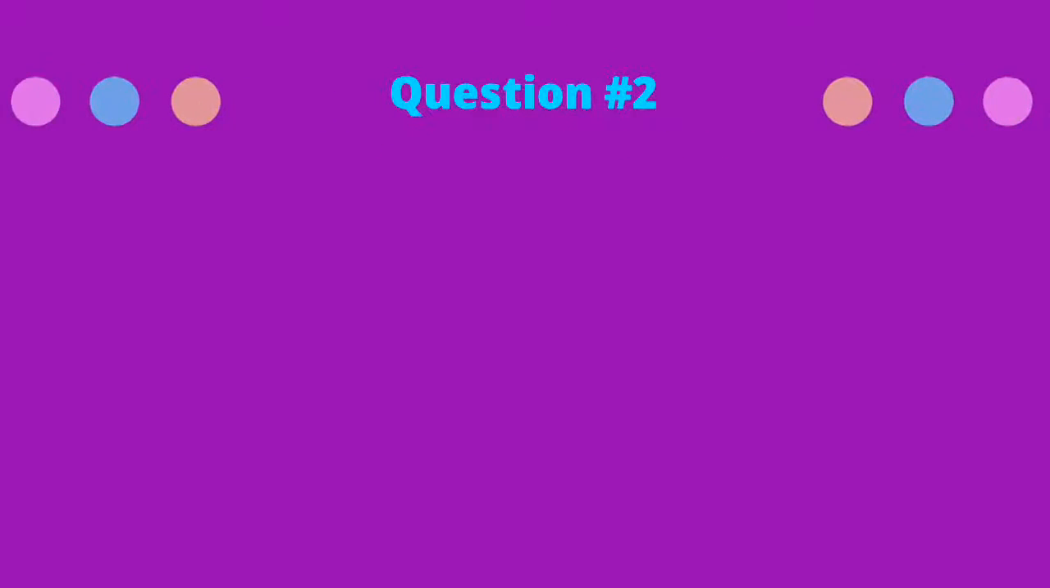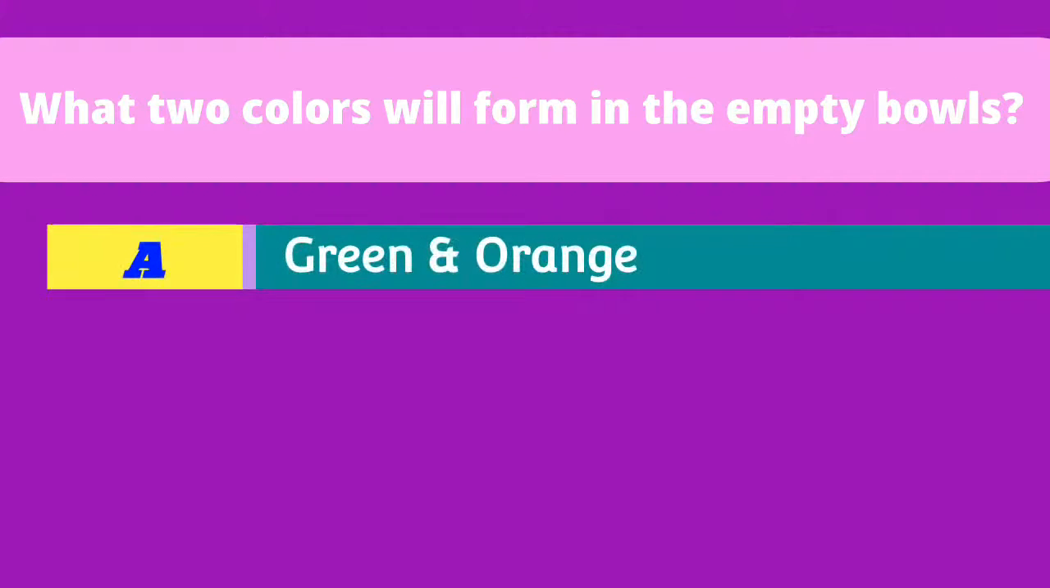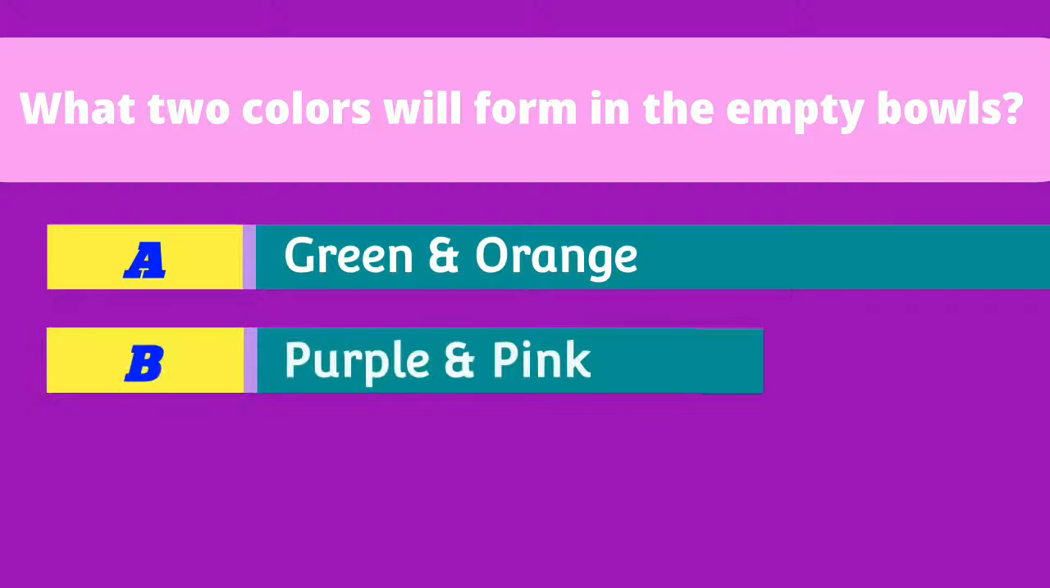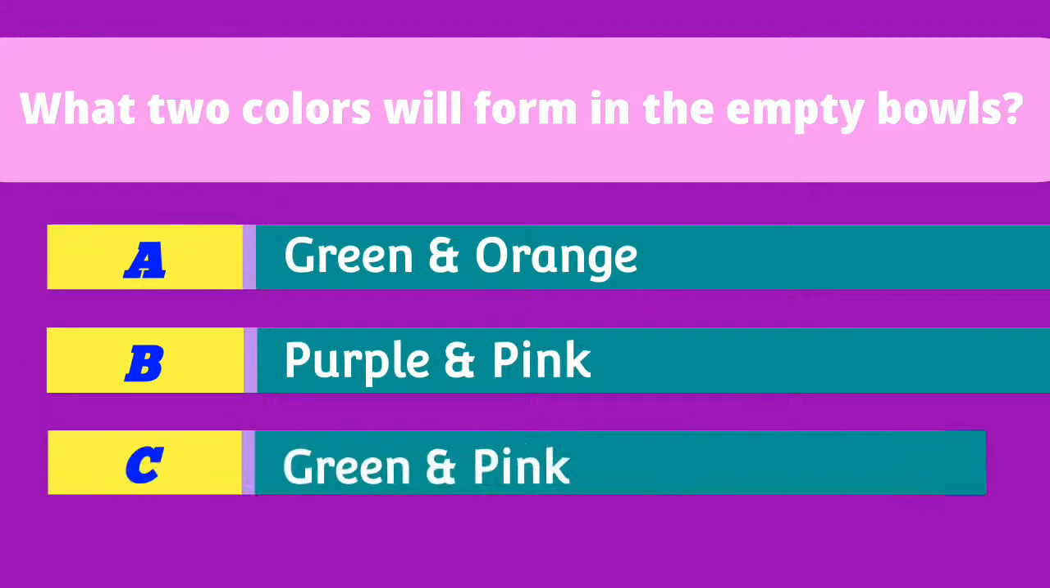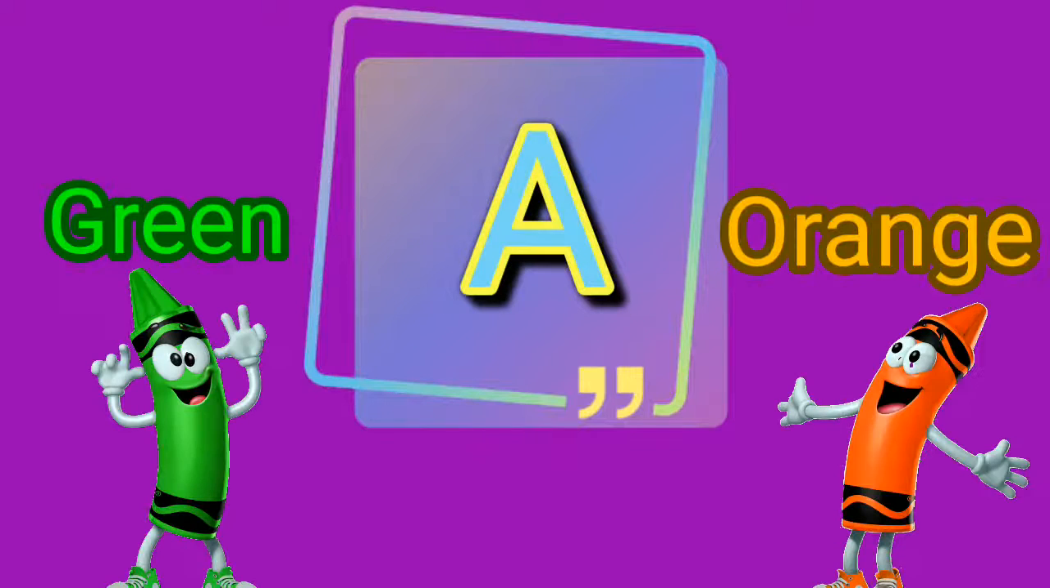Question number 2. What 2 colors will form in the empty bowls in this experiment? A. Green and orange, B. Purple and pink, or C. Green and pink? The answer is A. Green and orange.